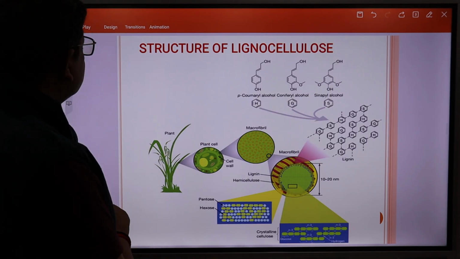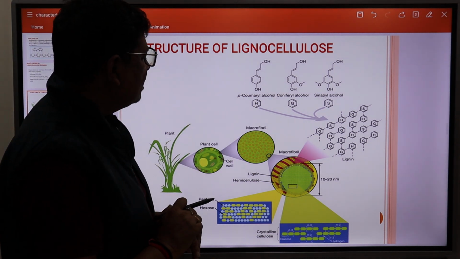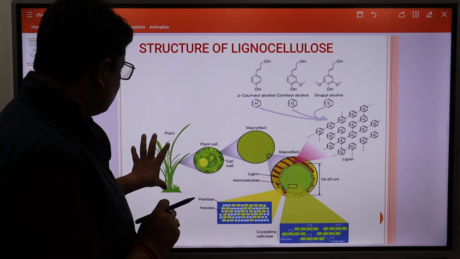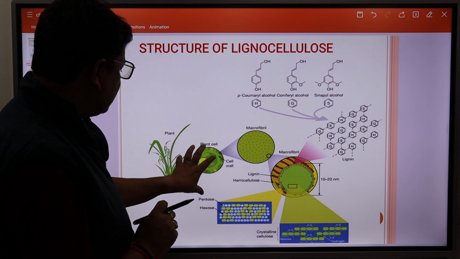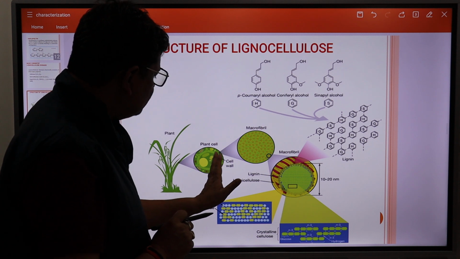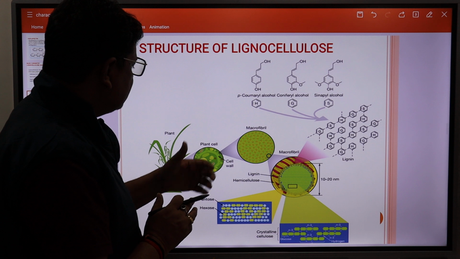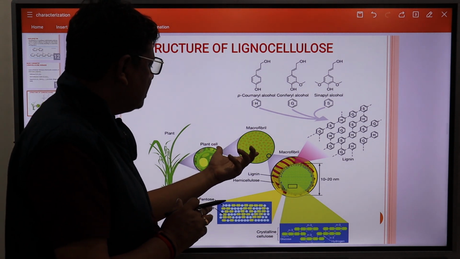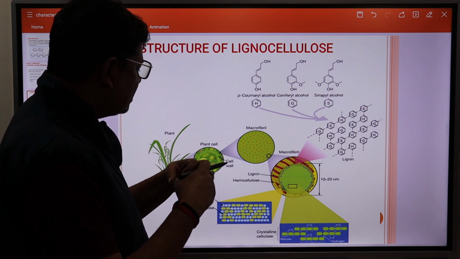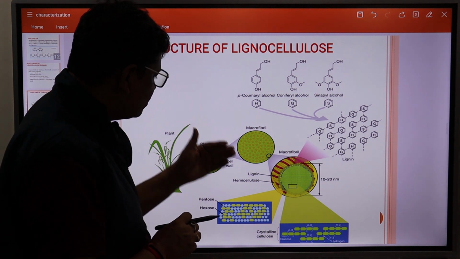So it looks like this. A structure of lignocellulose. See, coumaryl alcohol, coniferyl alcohol, sinapyl alcohol, all these things, and then this is your plant, and the plant cell looks like this, and the cell wall is there. If you portray these things through pictorial explanation, you'll find the cellulose at the macrofibril level. Macrofibril means it is a giant cell. So how much it is connected to each other is why it provides the rigidity and the strength to the plant cell wall.